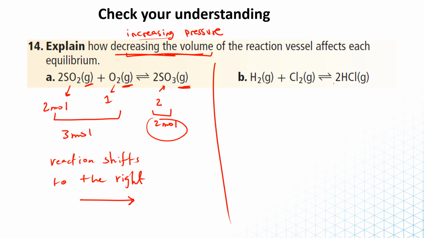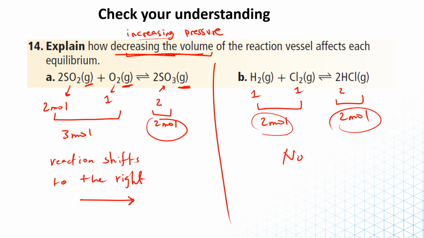H2 and Cl2, here 2. So here 1 and here 2. So in total here we have 2 moles and here we have 2 moles. So what should happen? The moles are equal, so nothing will happen, لأن عدد المولات متساوي. Okay? That's why nothing is going to happen. Okay, guys? Alright.